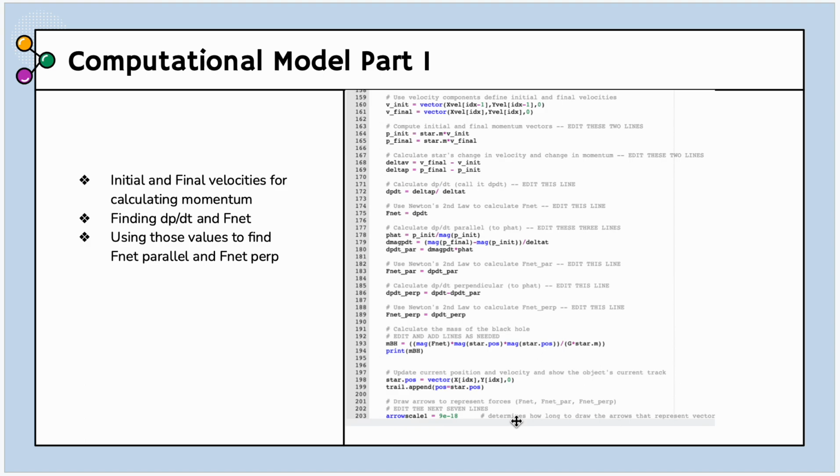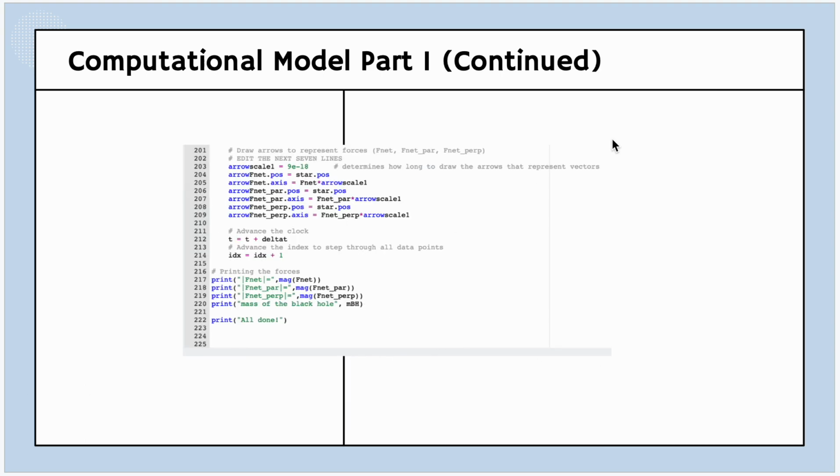As you can see, we're using initial and final velocities for calculating momentum and F net. And then we're using the equations I showed before in the previous slides to calculate F net parallel and F net perpendicular. And then we're using all of this information and plugging it into the gravitational equation to find the mass of the black hole. And here's just the end of that code.